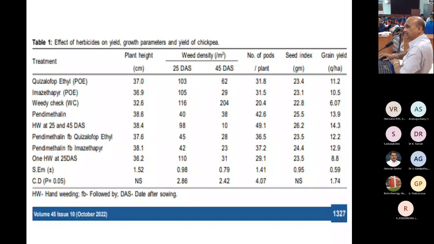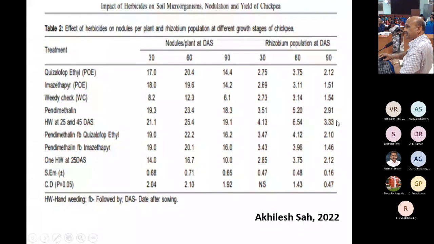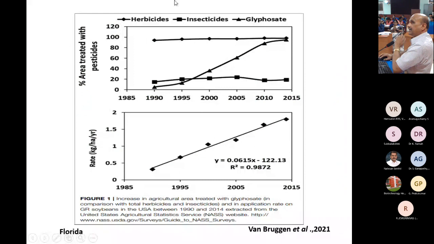Yes, in this nodules per plant, that is the rhizobium population, just compare the figure of hand weeding with these herbicide treated plots. So the rhizobium population in fact reduced in herbicide treated plots. And here, herbicides and insecticides, these are much used since 1990.